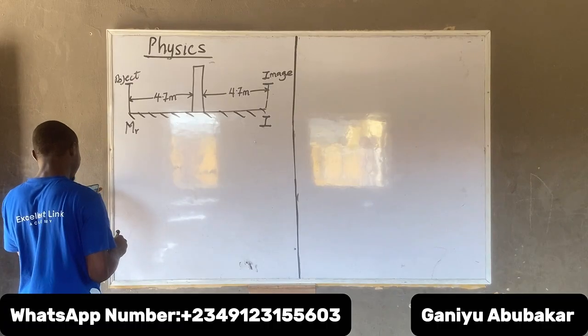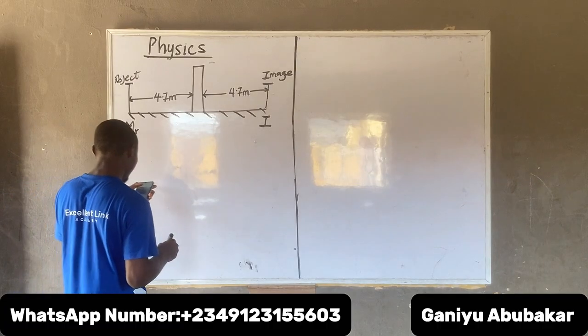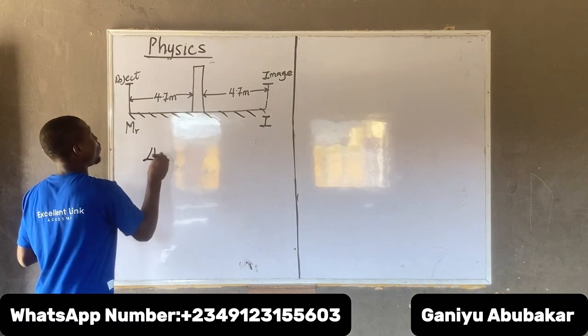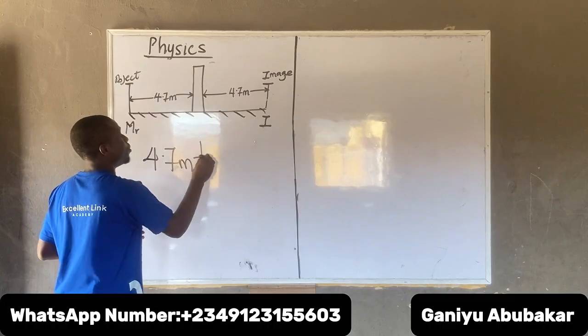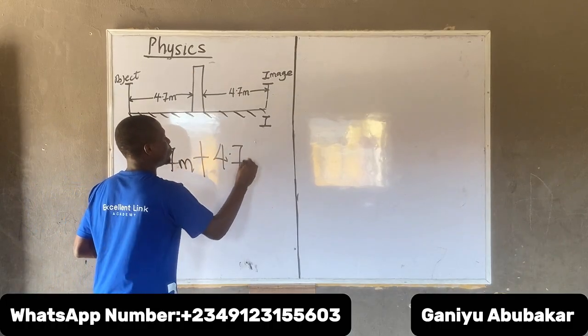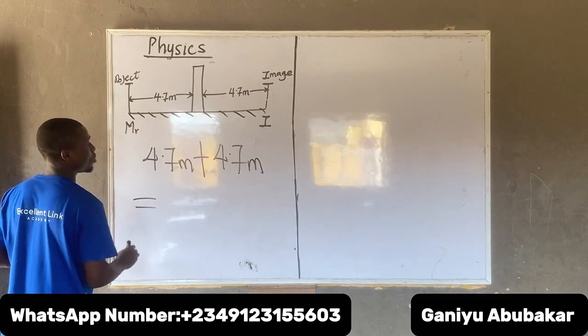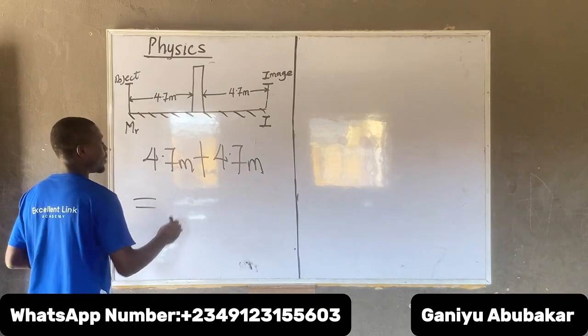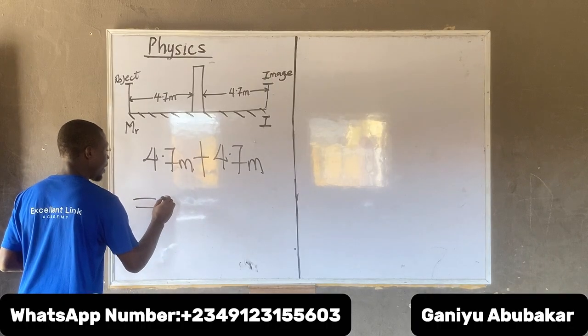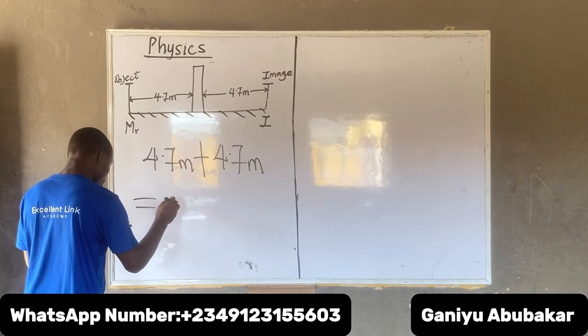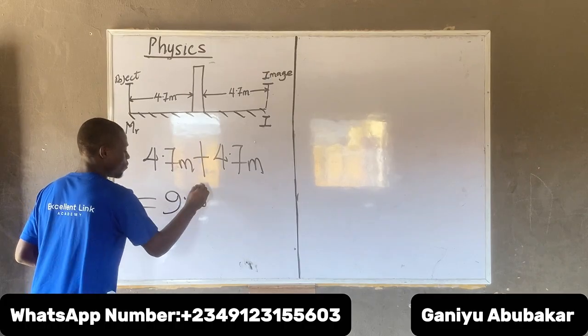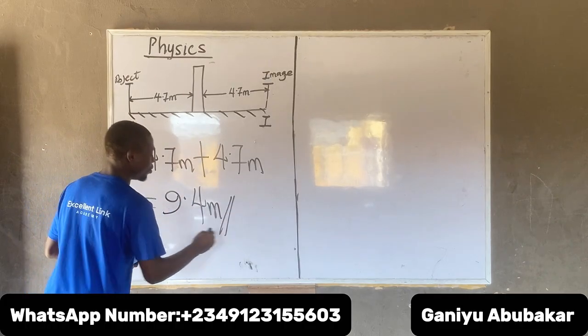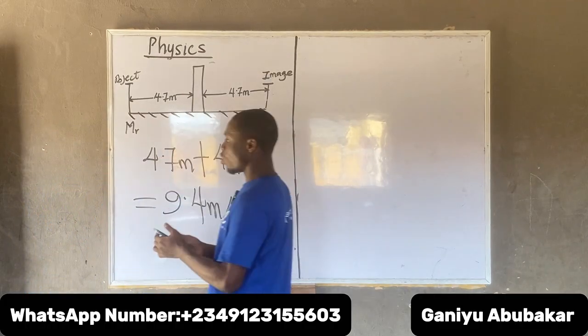So therefore, the distance becomes 4.7 meters plus 4.7 meters, and that gives us 9.4 meters. So this is how you solve problems of this kind.